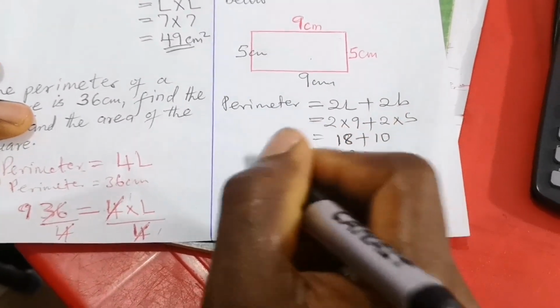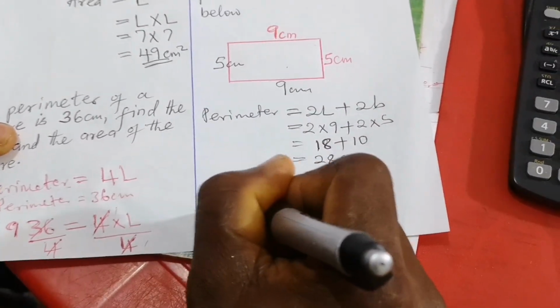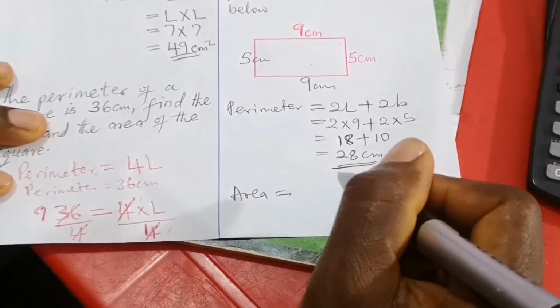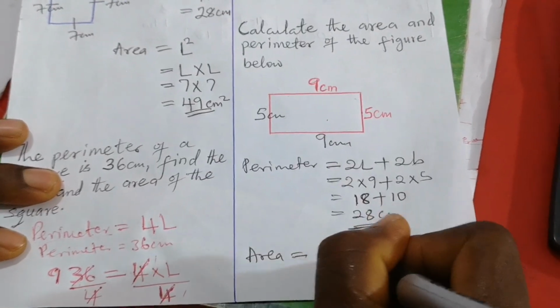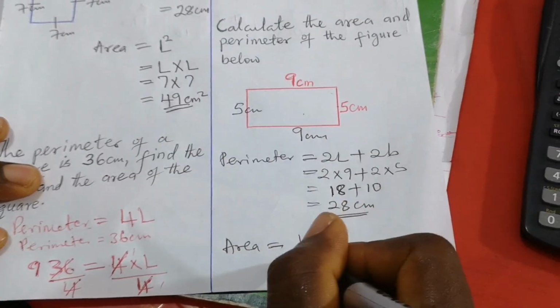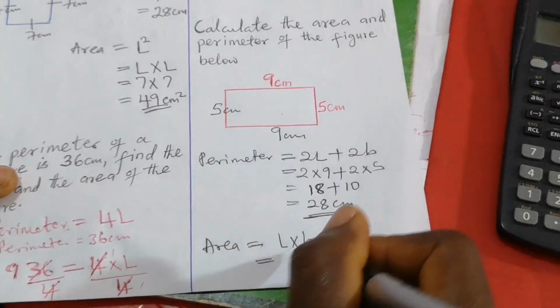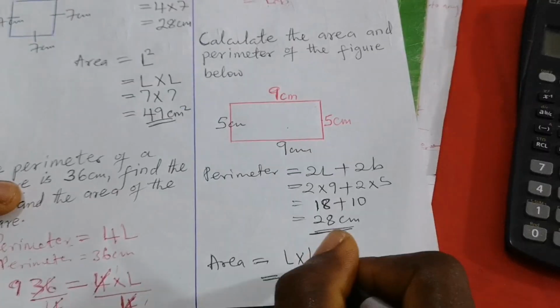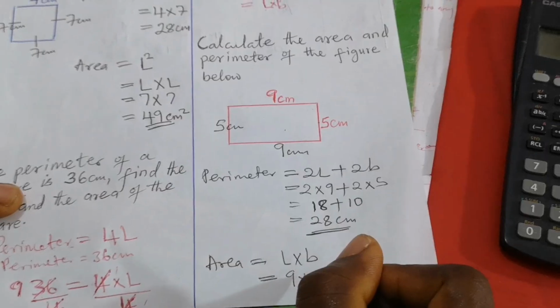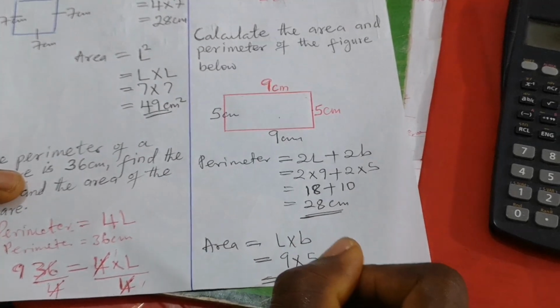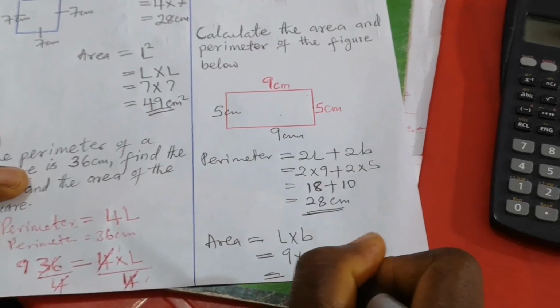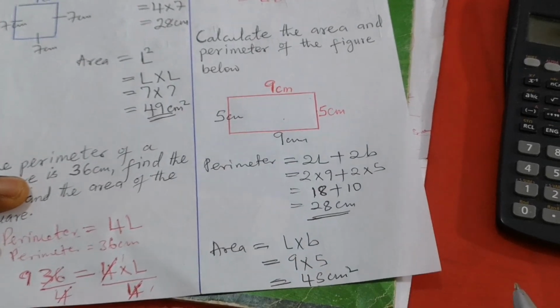Now let's go to the area. Area of a rectangle is what? Can you remind me? Correct. So the area is length times breadth, which is equal to, the length is 9, the breadth is 5, which is equal to 9 times 5, which is 45 cm square.